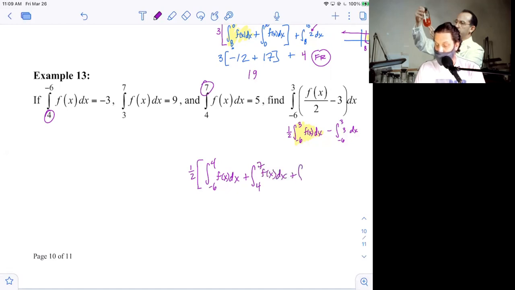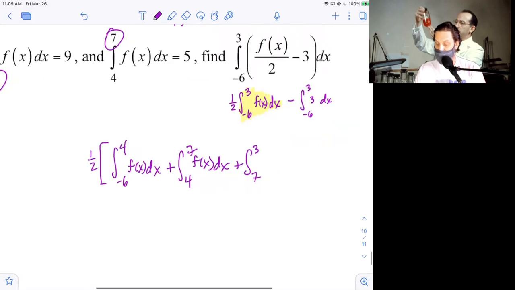Okay, plus, now I'm at 7. I'd like to fly to 3. Can I fly to 3 from 7? Yes, okay, so I had to have 2 connecting flights. Wow. f of x dx.